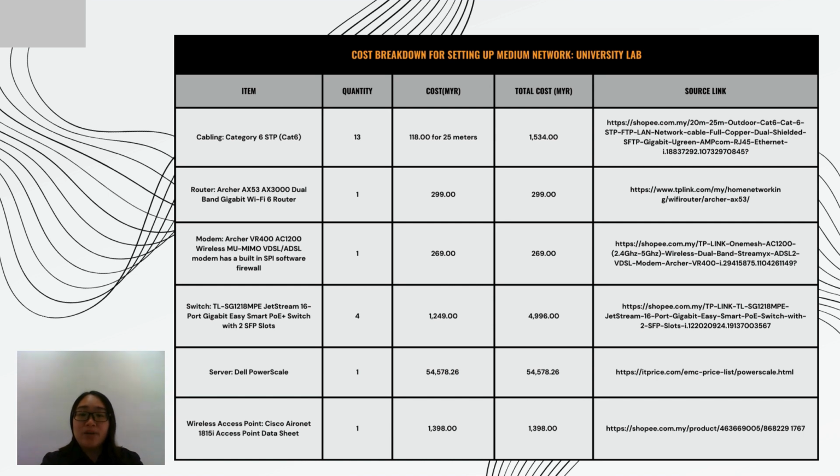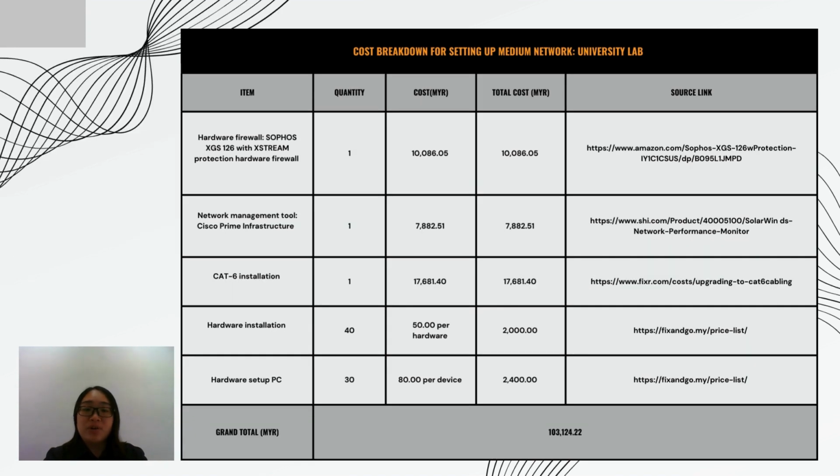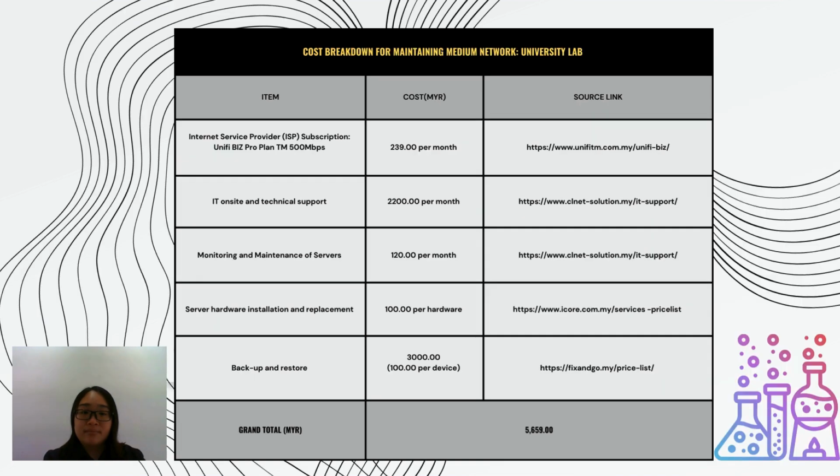For setting up a medium-sized network in a university lab, the grand total cost is 103,124 ringgit and 22 cents, whereas the maintenance cost is 5,659 ringgit.